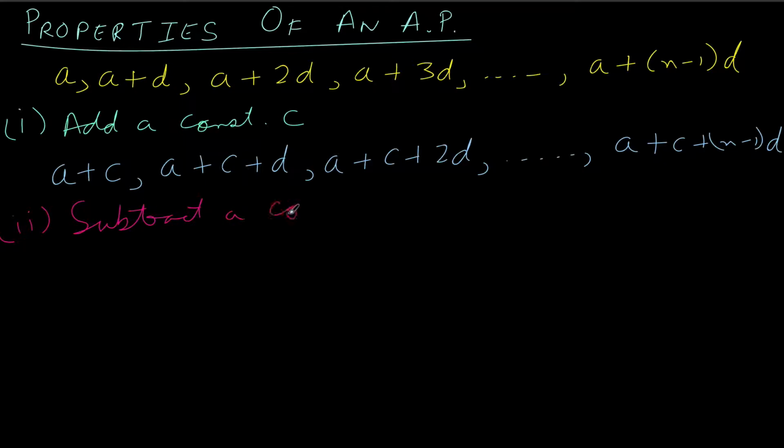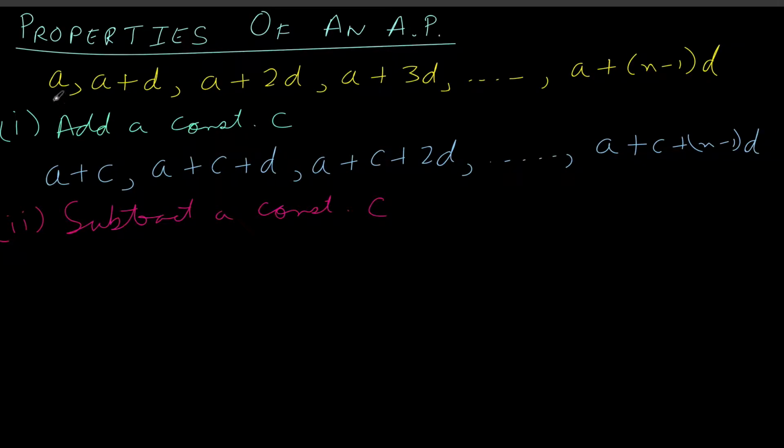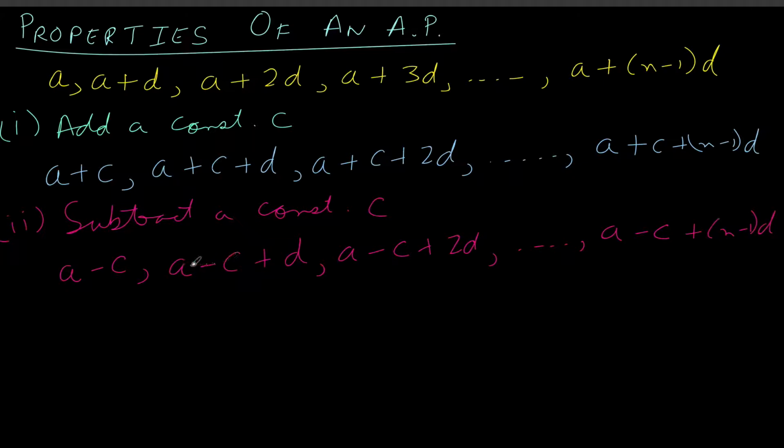Now let's say we subtract a constant. So what happens to the AP now? We get A minus C, and again we have A minus C plus D, A minus C plus 2D, and so on. A minus C plus n minus 1 times D. And again, if you subtract this with this, you again get your common difference as D. Here also the common difference is D, so it still remains an AP.